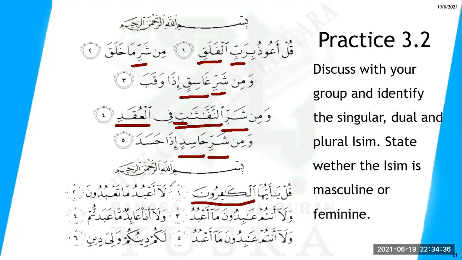The next sentence, la a'budu ma ta'budun. There's no noun, there are all verbs. Can we go to the bottom one here? Wa la antum abiduna ma a'bud. There's no verb there. There's one noun, brother. Abiduna is an active noun. Abidun, ain alif, badal wa.